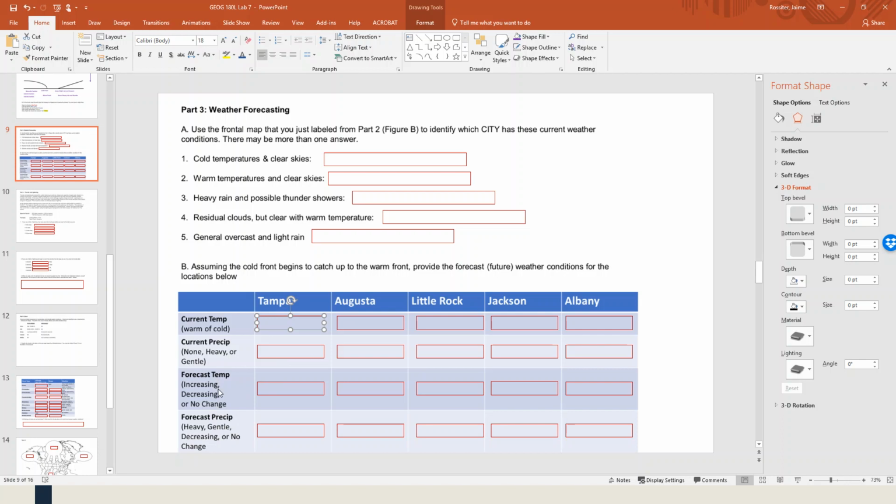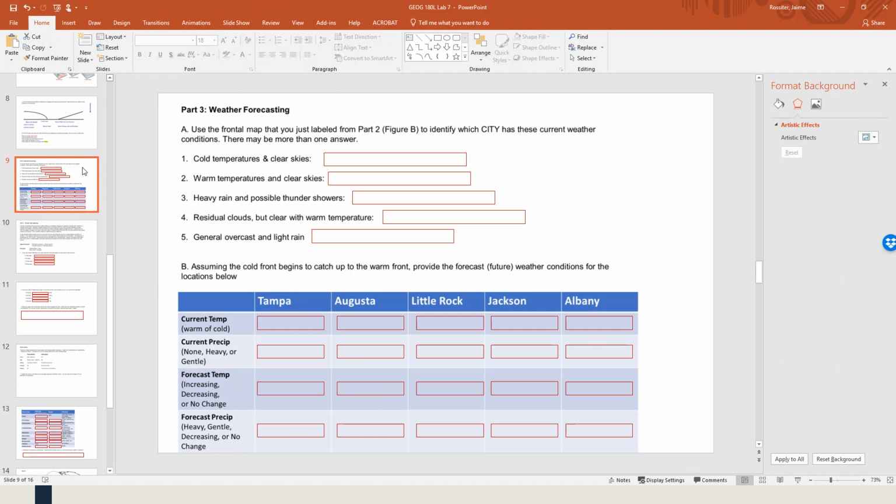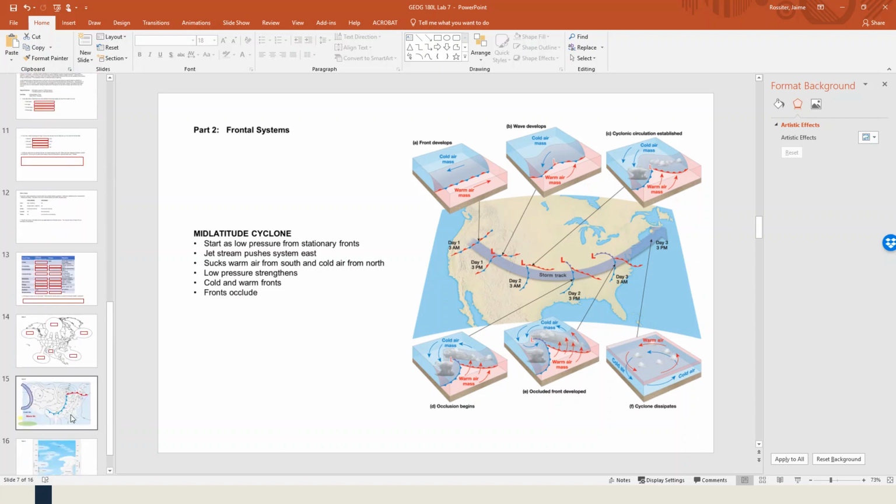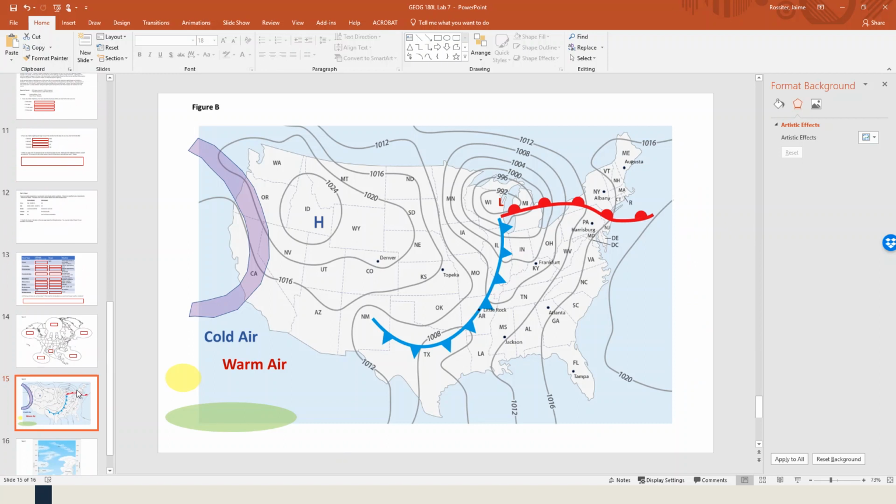The forecast temperature, I want to know, is it increasing, decreasing, or no change? And then the forecast precipitation, I want to know if it's going to be heavy, gentle, decreasing, or there's going to be no change. So again, you're going to go back to that map. We talked about how these fronts move across the United States, and they're spinning and being pushed across the United States. So based upon that information, you're going to do some weather forecasting using this map. And you're going to have to understand how the sky is moving across the United States.